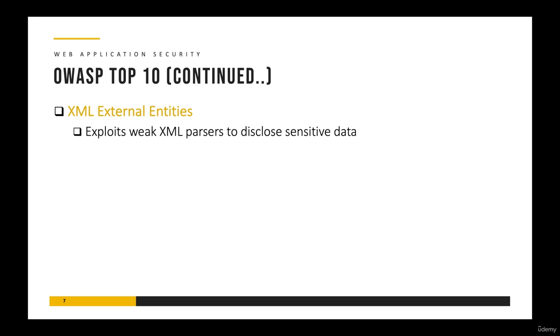Another common standard similar to XML is JSON. Now in XML external entities, the basic idea is to exploit weak XML parsers to disclose sensitive information. So the basic idea is that when an XML parser extracts information from an XML file, it should work in a secure way. However, in some instances, if your XML parser is not secure, it may accidentally reveal sensitive information.